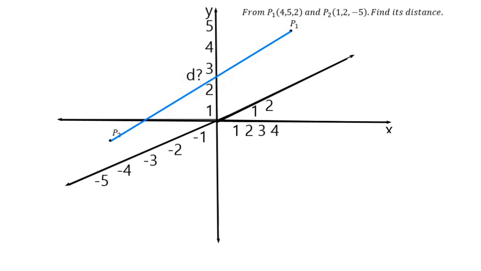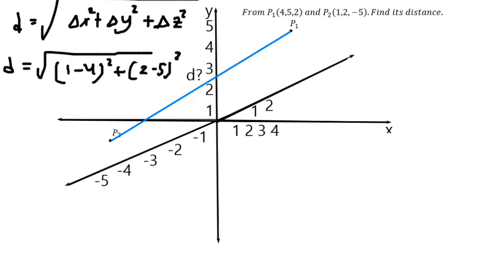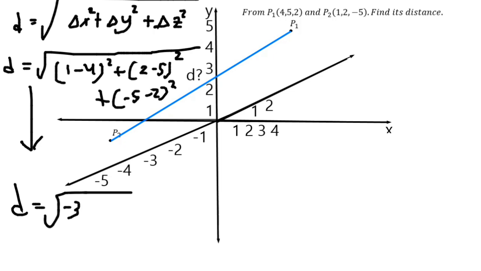So what is D? As we all know, our three-dimensional distance formula is D equals the square root of the change in X squared plus the change in Y squared plus the change in Z squared. Now we can just plug in all of them. The change in X is 1 minus 4 squared, plus the change in Y is 2 minus 5 squared, and negative 5 minus 2 squared for our Z.